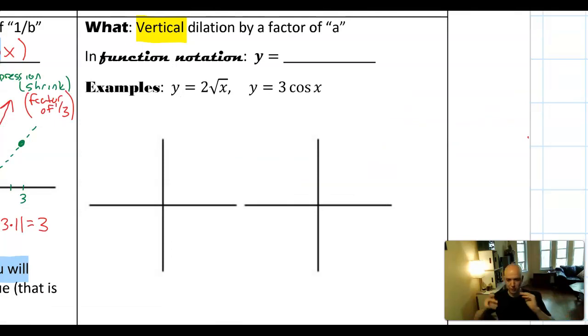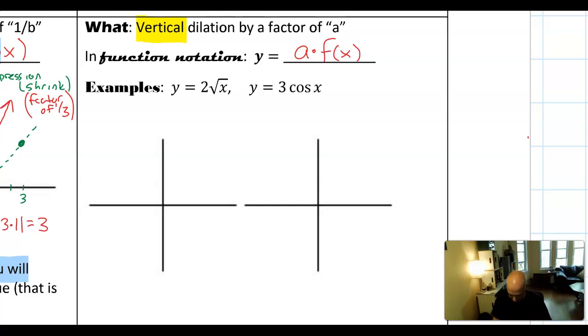Let's now look at a vertical dilation or stretch or shrink. That's accomplished by having a multiple attached to the front of your function. So it's multiplied to the front of the function. Sometimes that's combined with a reflection, like if the a value is negative. But here, let's just assume the a value is a positive number, but it could be greater than 1 and it could be less than 1. So you could have a stretch or a shrink depending on that.